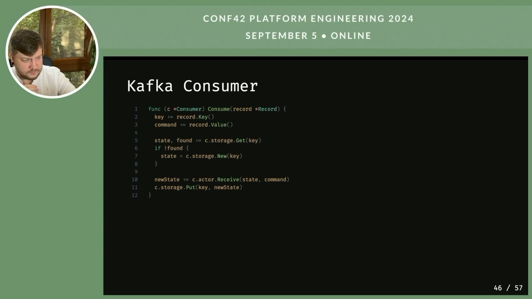Kafka consumer. Actually, everything is super simple here. So a Kafka record has a key and has a value. Key and value are just a pure array of bytes, and that's all. So we have to somehow decode it into the type that we need. Also, we have a storage, so we will try to get the state from storage. If it's not found, we will try to create a new state here. After that, we pass state and command into the actor, and we get a new state. That's all. So everything we need is just to update the state.